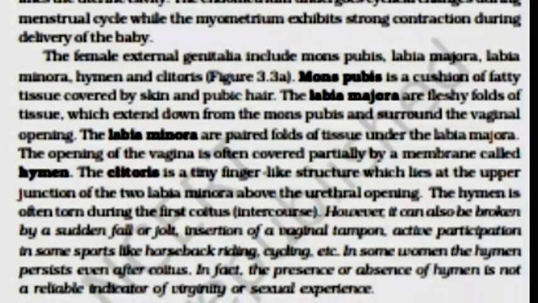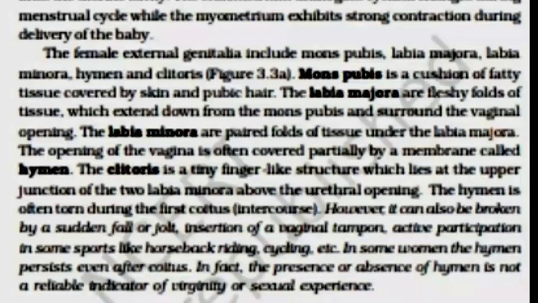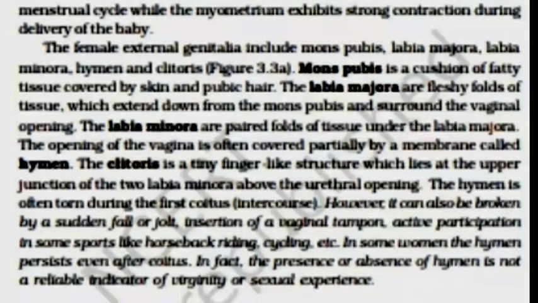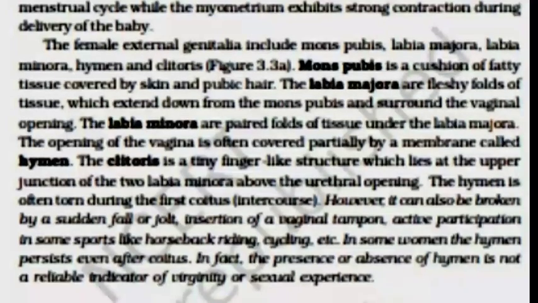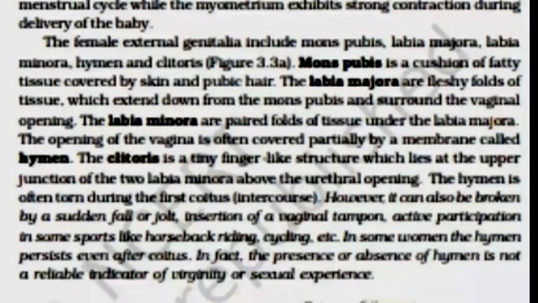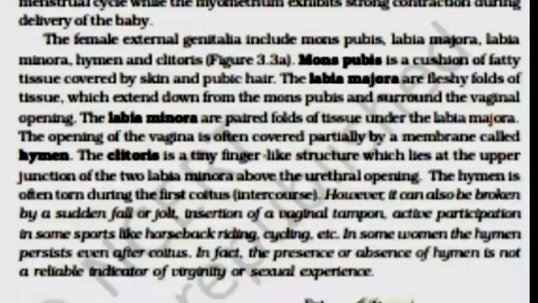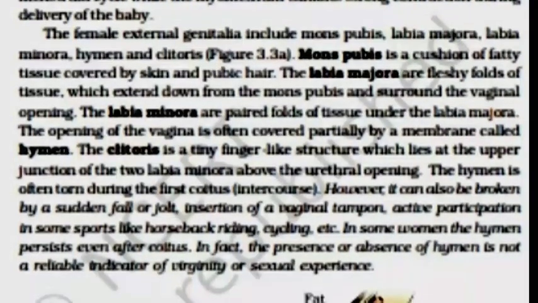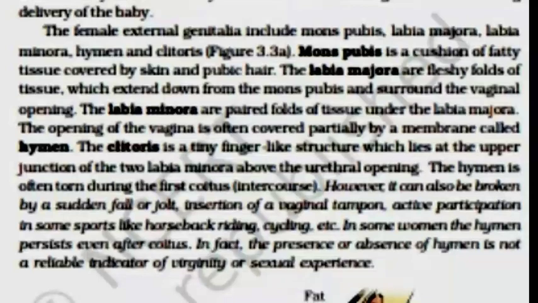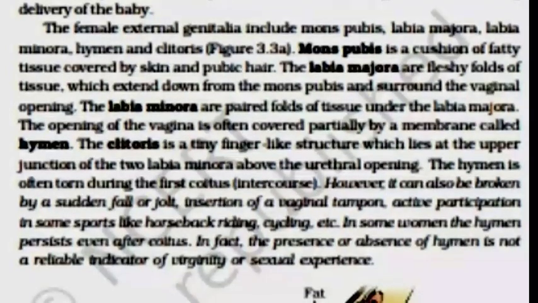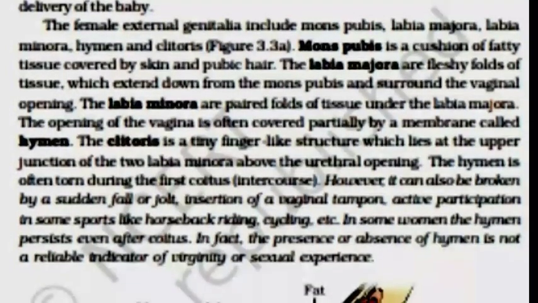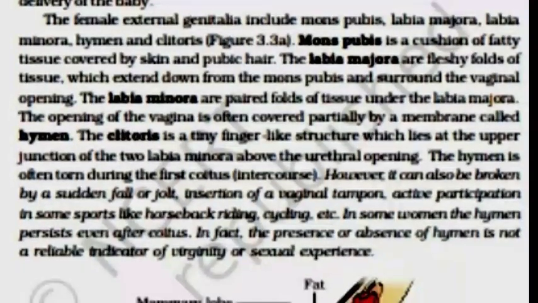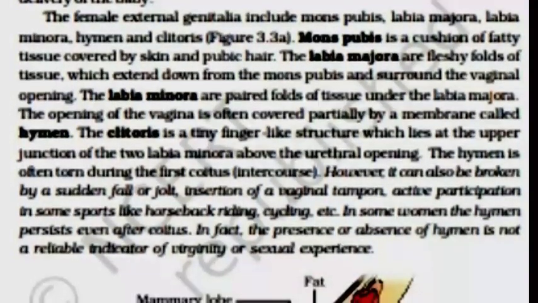However, it can also be broken by a sudden fall or jolt, insertion of a vaginal tampon, cavity activity, participation in some sports like horseback riding, cycling, etc. In some women, the hymen persists even after coitus. In fact, the presence or absence of hymen is not a reliable indicator of virginity or sexual experience.